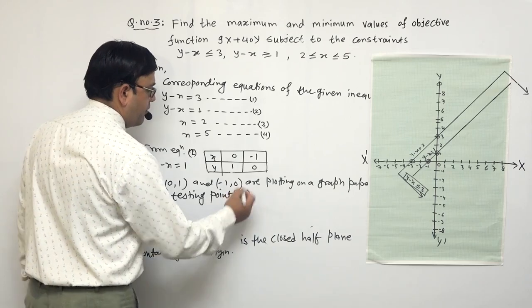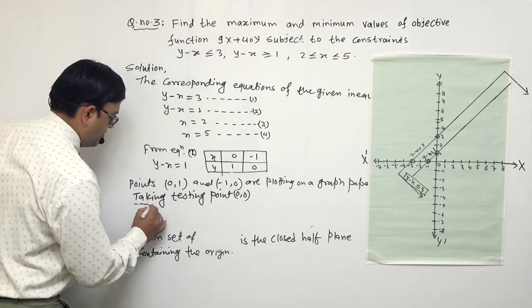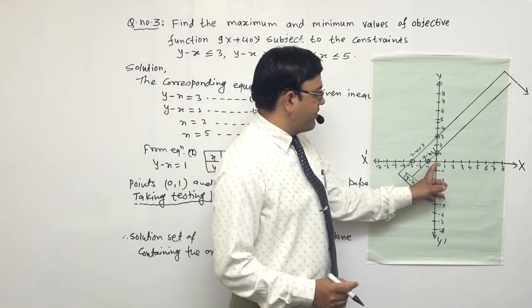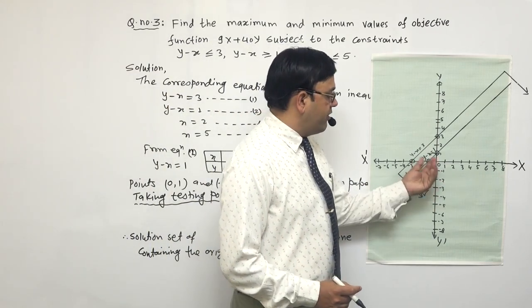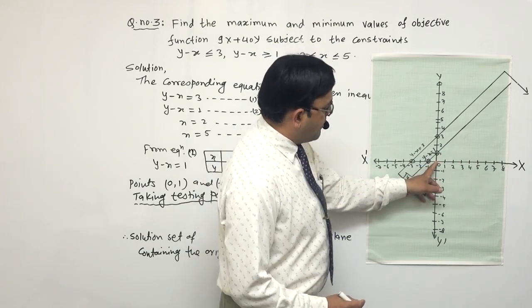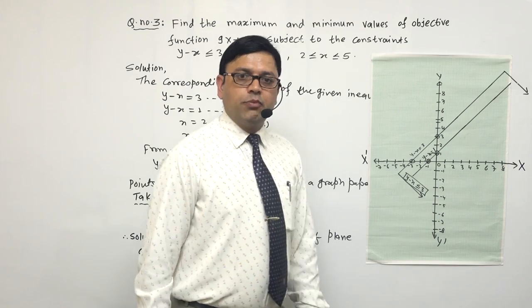Testing point 0 0. Why are we always taking testing point 0 0, students? Because if this line doesn't pass through the origin, it's easy to take testing point 0 0. If this line passes through the origin, at that time we have to take another testing point.